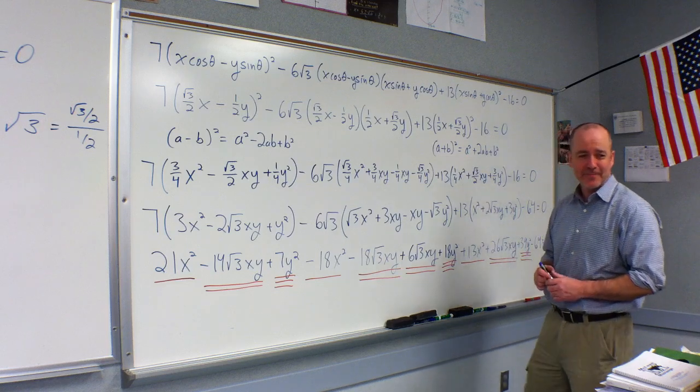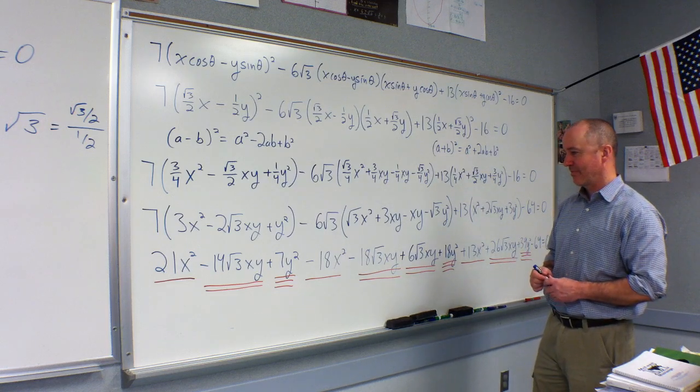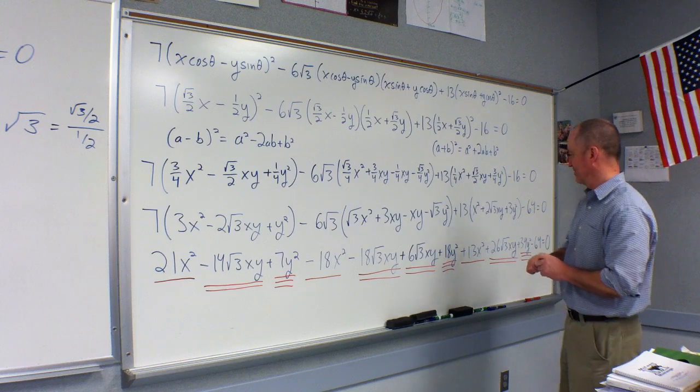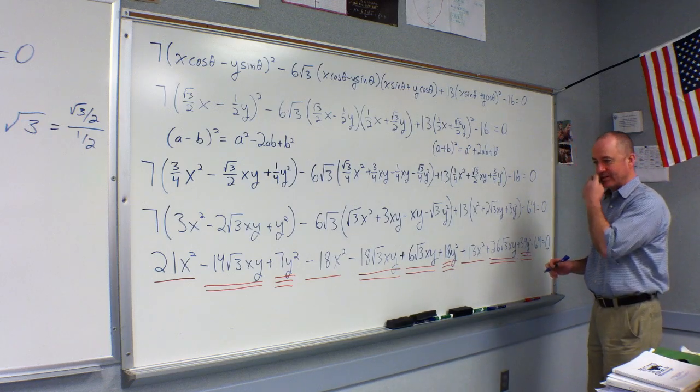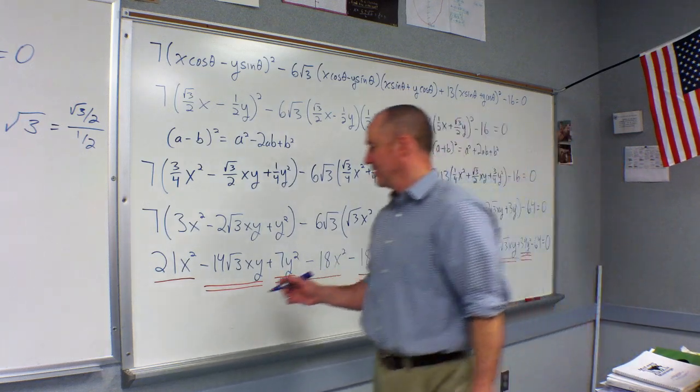This is a weird question, but can we do like 21x squared minus 18x squared? Like, can we just write them all together? If you'd like to see that step, I have no problem with that.